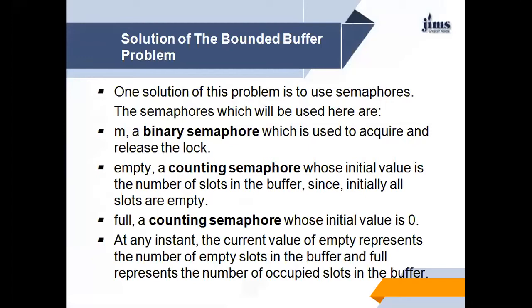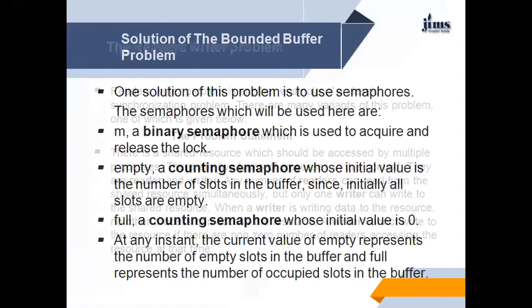The semaphores which will be used here are: a binary semaphore M, which is used to acquire and release the lock; empty, a counting semaphore whose initial value is the number of slots in the buffer, since initially all slots are empty; and full, a counting semaphore whose initial value is 0. At any instant, the current value of empty represents the number of empty slots in the buffer, and full represents the number of filled slots in the buffer. So that was the producer consumer problem.